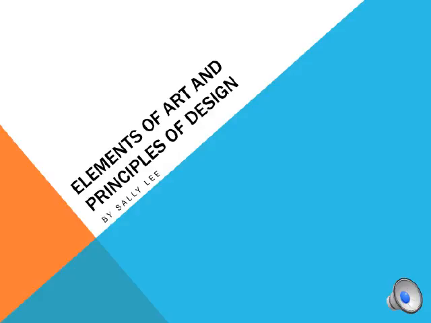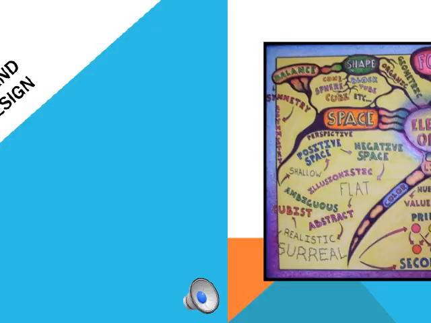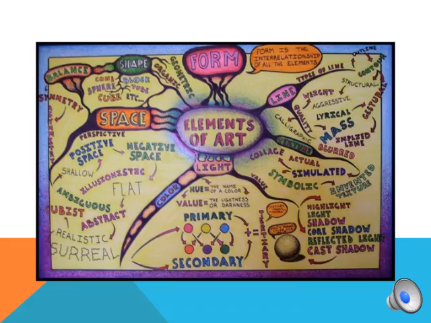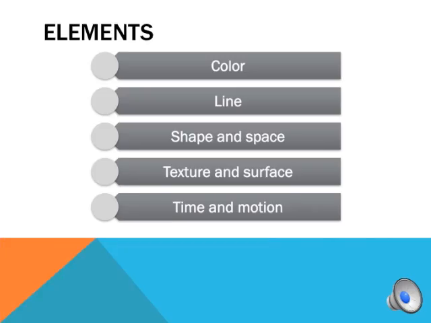The elements of art and principles of design are the building blocks used to communicate an idea. It consists of color, line, shape and space, texture and surface, time and motion, balance, scale and proportion, repetition and rhythm, and unity and variety.